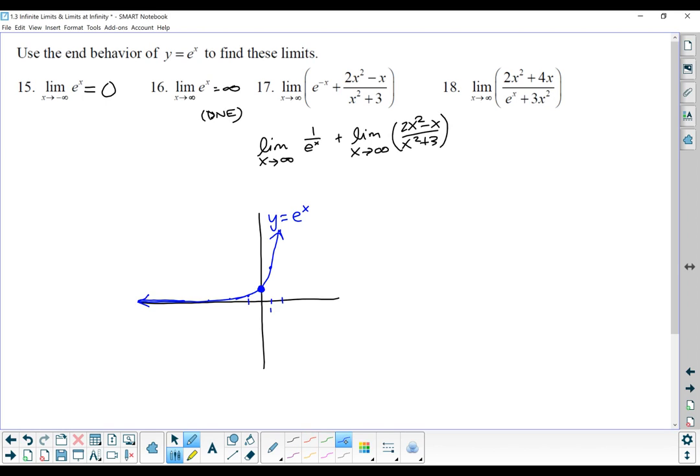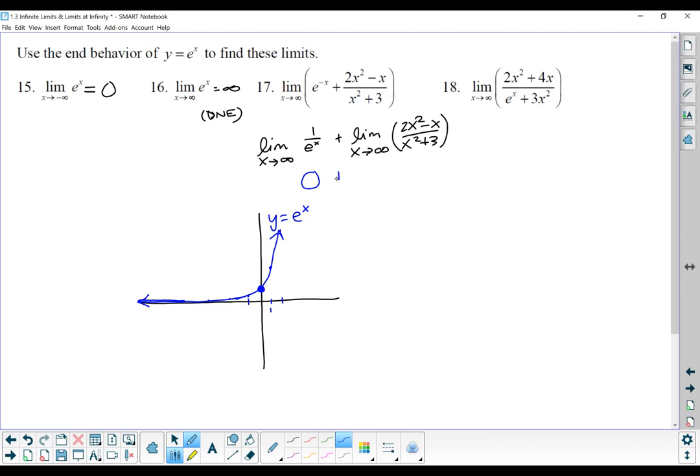Okay, so let's do those one by one. E to the x, you can almost think about this as direct substitution. Think about subbing a big number into this. This is going to be 1 divided by a huge number, because e to a big number is just an even bigger number. So if I have 1 over some huge number, that limit as x gets bigger and bigger and bigger is just going to get closer and closer to 0. 1 divided by a big number is going to get closer and closer to 0.